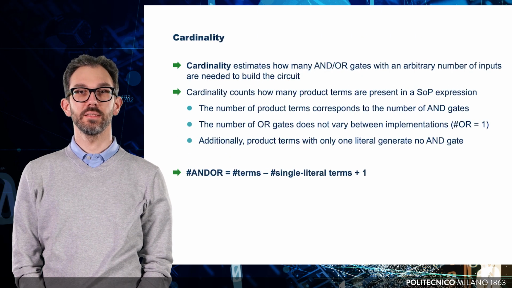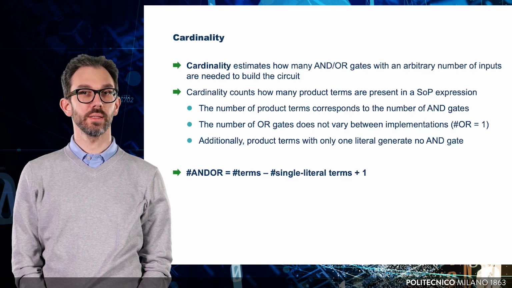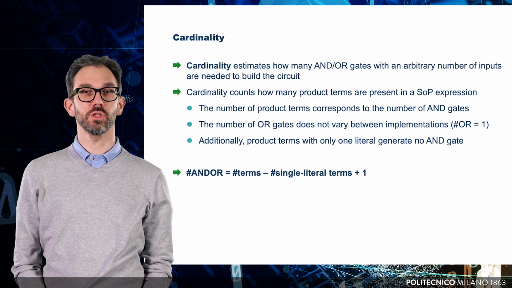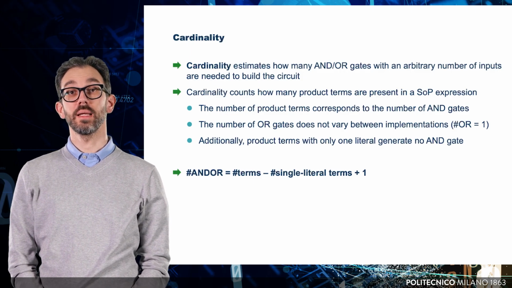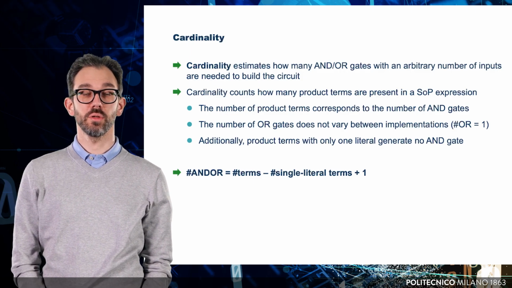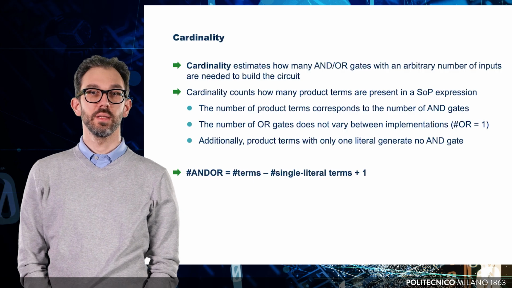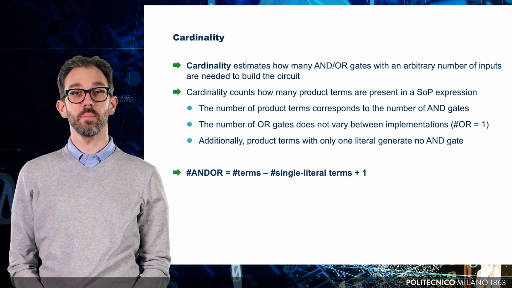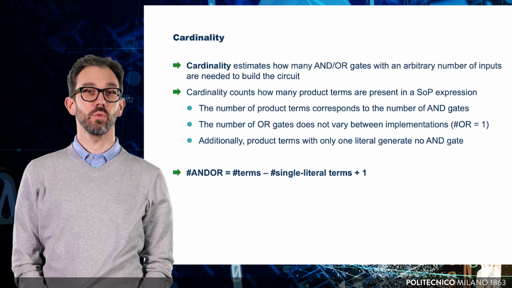The cardinality estimates how many AND/OR gates with any number of inputs are needed to build a circuit. When we consider a logic expression in SOP form, cardinality is defined as the number of product terms. This directly corresponds to the number of AND gates in the circuit. The number of OR gates is constant and equal to 1.